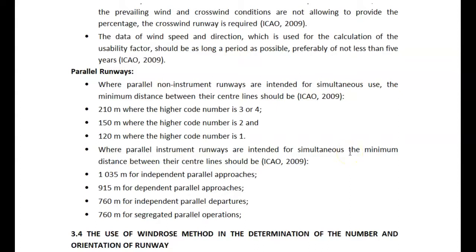Where parallel instrument runways are intended for simultaneous use, the minimum distance between their center lines should, according to the International Civil Aviation Organization (ICAO), be 1035 meters for independent parallel approaches, 915 meters for dependent parallel approaches, 760 meters for independent parallel departures, and 760 meters for segregated parallel operations.